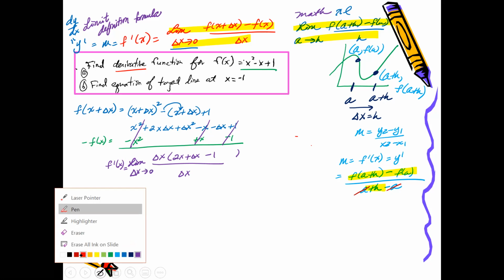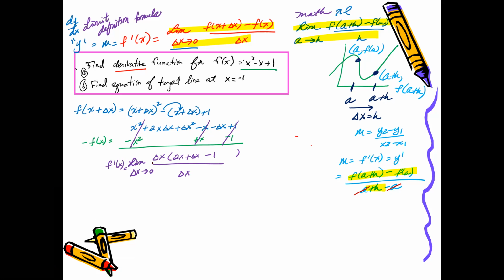So let's go ahead and apply the limit, because I am able to now, since I eliminated delta x in the denominator, and I will not have an undefined. So this becomes 0, and then your f prime of x is equal to 2x minus 1. That is your part A.